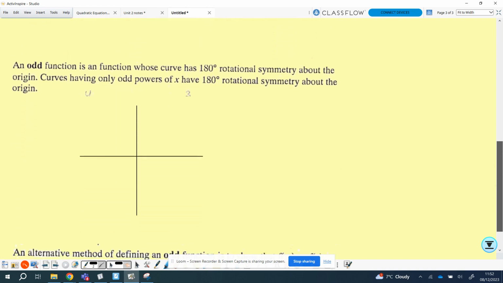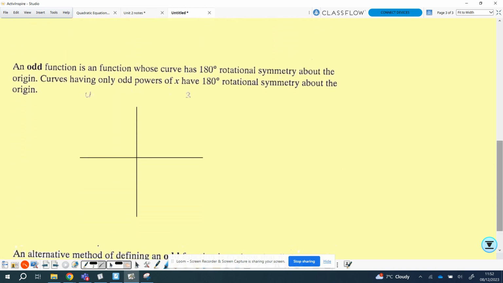Okay, this leads on to then talking about what an odd function looks like. Okay, so an odd function's got a bit more of a rotational symmetry property regarding it. So an odd function is a function whose curve has 180 degrees rotational symmetry about the origin. Curves having only odd powers of x have 180 degrees rotational symmetry about the origin. So if I gave you a polynomial like x cubed plus x, for example, or x cubed minus 3x, all the powers of x are odd powers.